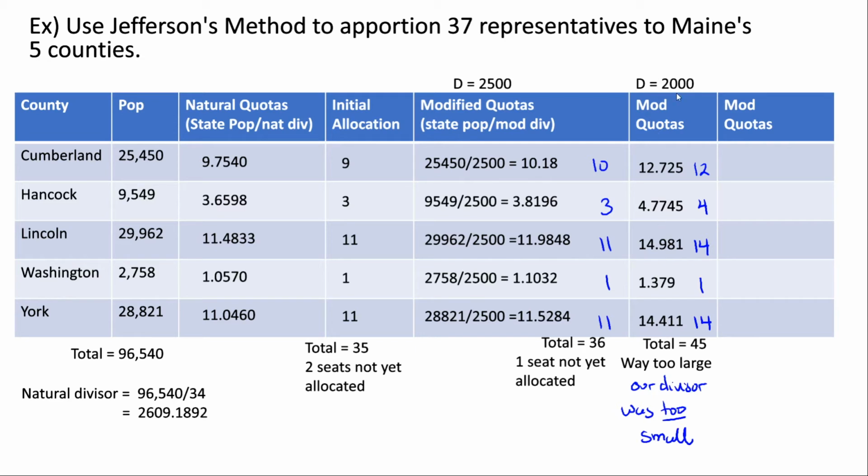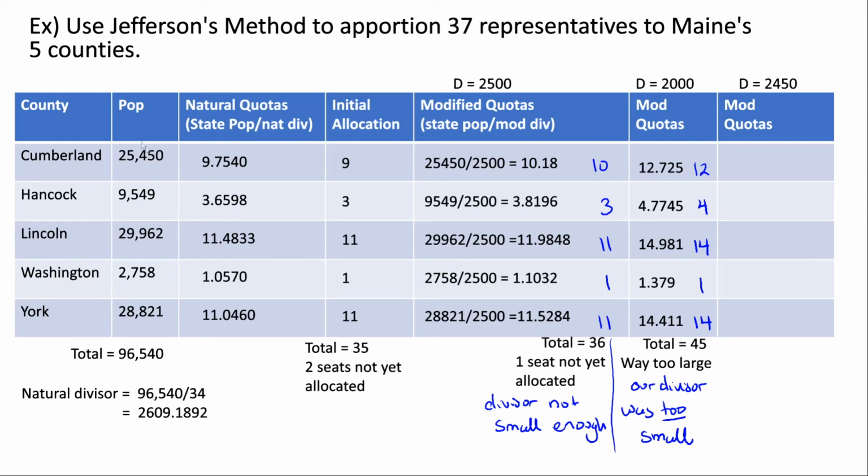So here our divisor was too small. Over here our divisor was not small enough. So now we'll try another divisor, 2,450. Since it seems like we weren't that far away with our first divisor, 2,500, it makes sense to try something a little bit closer to it. As long as it's bigger than 2,000 and smaller than 2,500, we're on the right track.